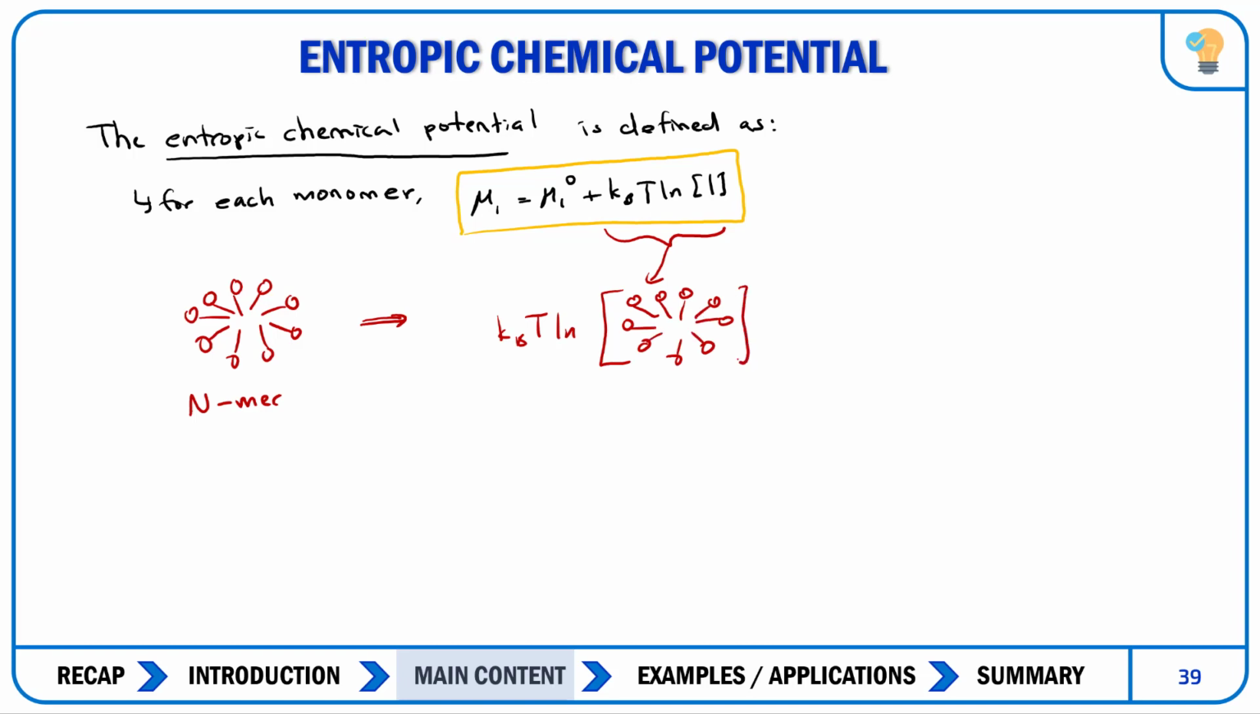So a lot of people have been confused by the two terms the last time I taught it, so hopefully this clears things up. This simply means the concentration of n-mers, which is equal to the number of n-mers for each volume that you're looking at.